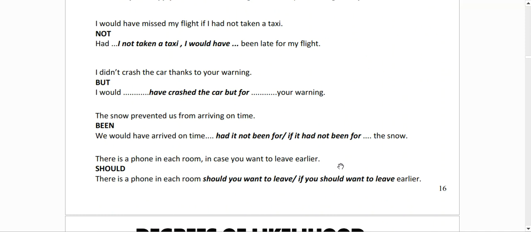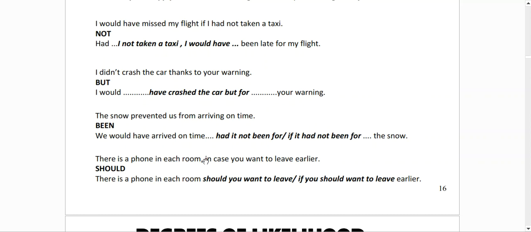The snow prevented us from arriving on time. Been is the keyword. We would have arrived on time had it not been for, or if it had not been for the snow. Here we have the inversion, but we can also use the normal way without an inversion. Let's move on to the last one.